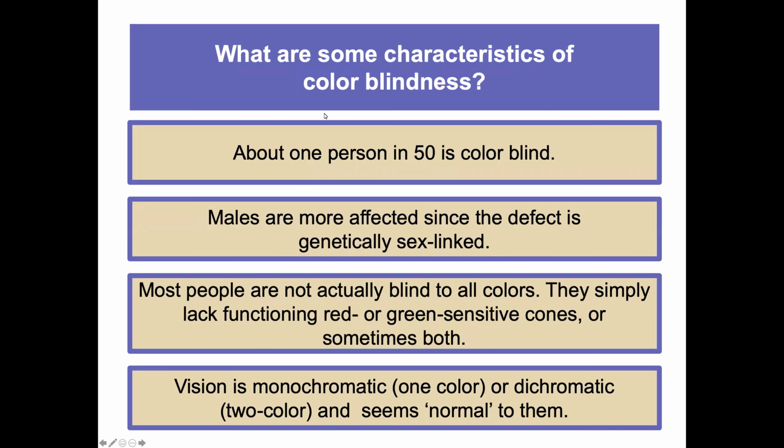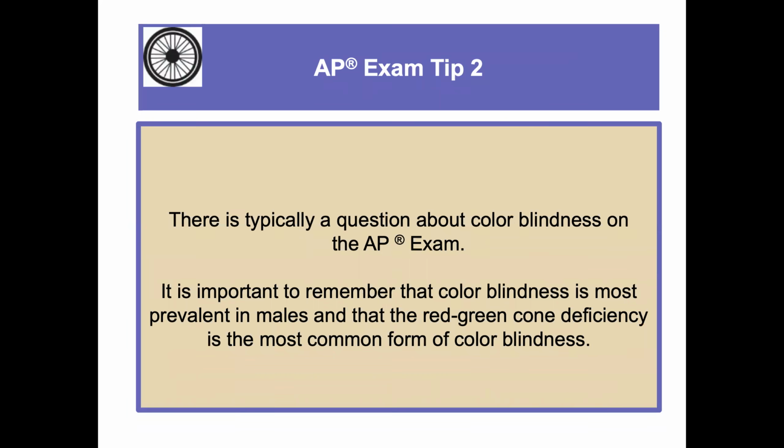So what are some characteristics of color blindness? It's pretty common. About 1 person in 50 is colorblind. Males are more affected because the defect is genetically sex-linked. Most people are not actually blind to all colors. They lack functioning red or green sensitive cones, or sometimes both red and green. So vision is monochromatic, 1 color, or dichromatic, and seems normal to them. Those are people that have color blindness. Again, things you need to understand about color blindness, because it is often a question that can be on the AP exam. It's important to remember that it's most prevalent in males and that red-green cone deficiency is the most common form.